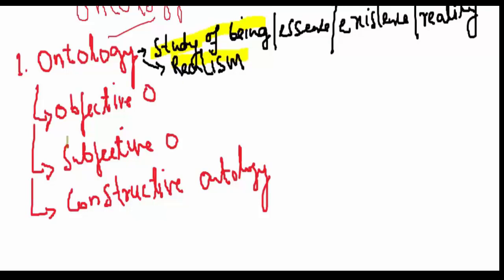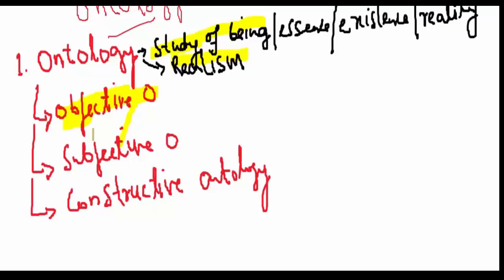Now, this ontology is of three kinds: objective ontology, subjective ontology, and constructive ontology. Objective ontology says that social reality is pre-existing. It's already there. This is what objective ontology means. And subjective ontology basically means social reality depends on the subject making the observation. It's more about the world which you perceive, which a subject perceives.